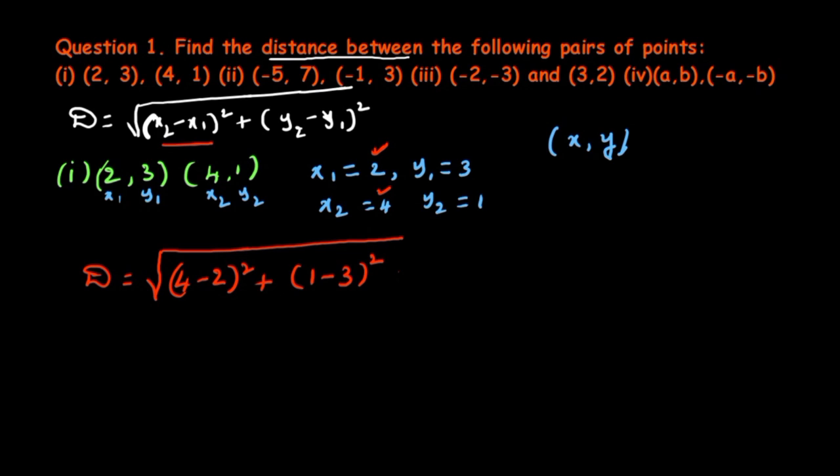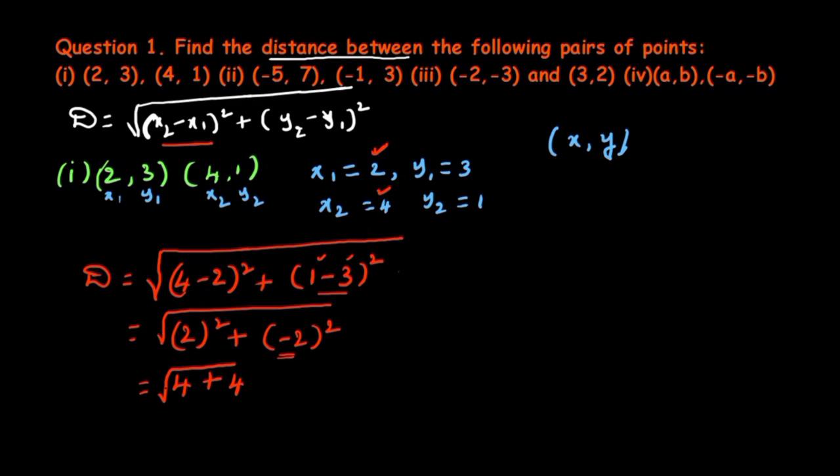Here I am going to continue the answer. This is root of x2 minus x1, that is 4 minus 2 is 2 whole square, plus 1 minus 3, which is minus 2 whole square, because one is positive and one is negative, and 3 is the bigger number with the minus symbol. Then 2 square is 4, plus minus 2 square is again 4. We write 2 square as 2 twos, that is 4. Now this is root 8, so this is the answer, root 8.